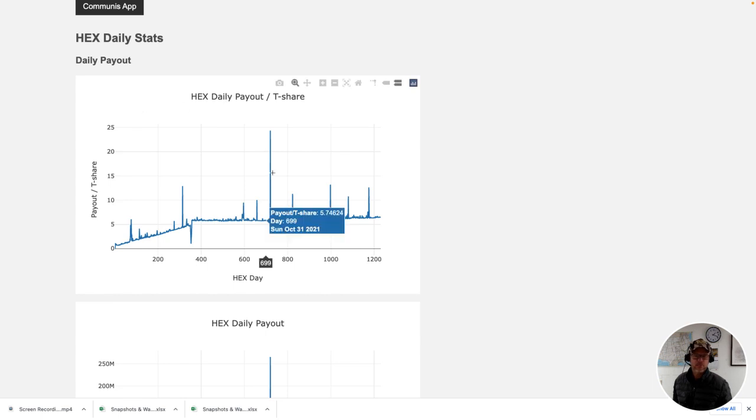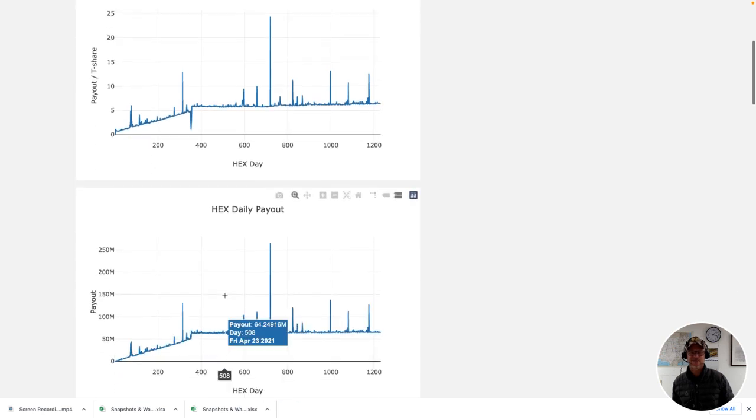Okay, here's the hex daily payout per T-share. And you guys, if you're around on November 18, 2021, you might recall there was a huge, oh, here it is, 23rd, huge payout when Hex 19 got hacked. We got 24 hex per T-share that day. And every now and again, we have a nice spike, which is nice for us, but I always think, ooh, who got hacked, right?